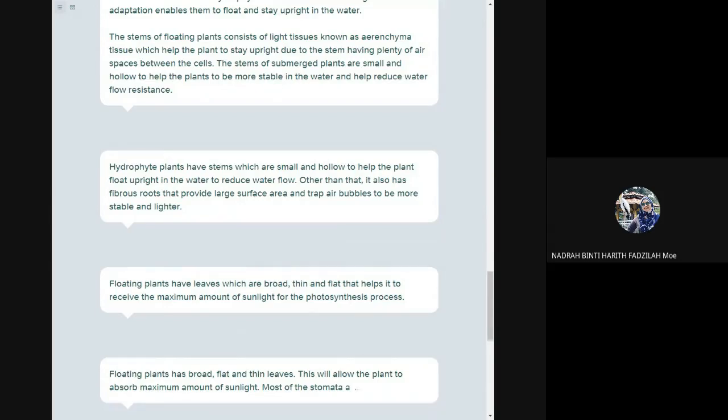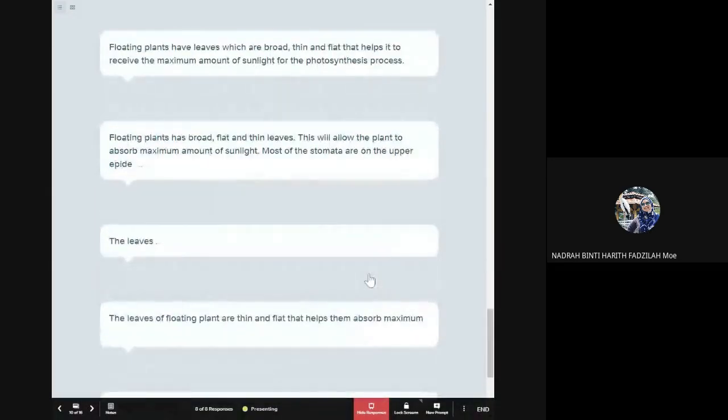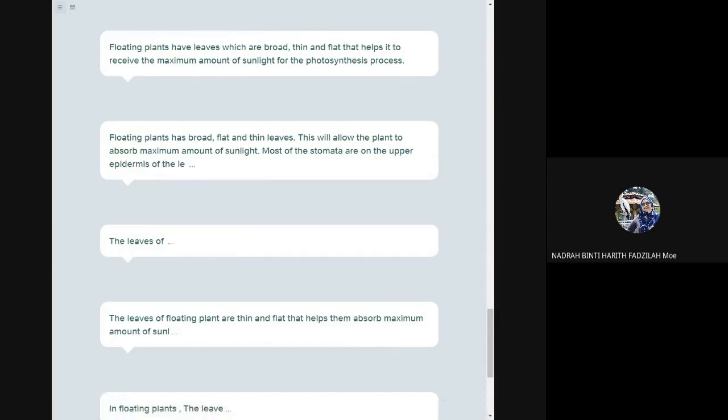Okay, sekarang saya dah sedang tengok jawapan untuk fotosintesis pula ya. Okay, cuba tengok karakteristik of the photosynthetic organ for floating plants and characteristic of organs in submerged plants to conduct photosynthesis. Fokus pada organ dia.